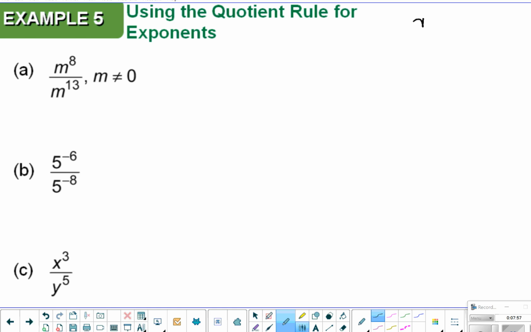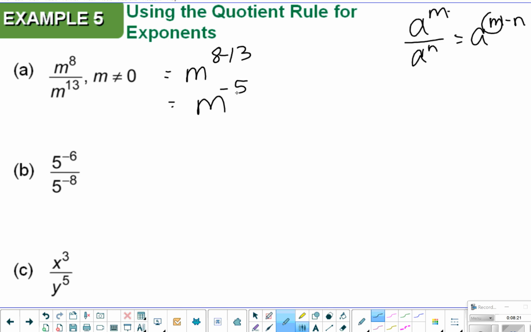Quotient rule, remember your quotient rule, or look back on the beginning of the lesson. We subtract those exponents. So this letter A is going to look like m to the top minus bottom, right? M is on top, m gets listed first. Top minus bottom, m to the negative 5. Now we're sitting with a negative exponent, so shift it from top into bottom position. It becomes a denominator.